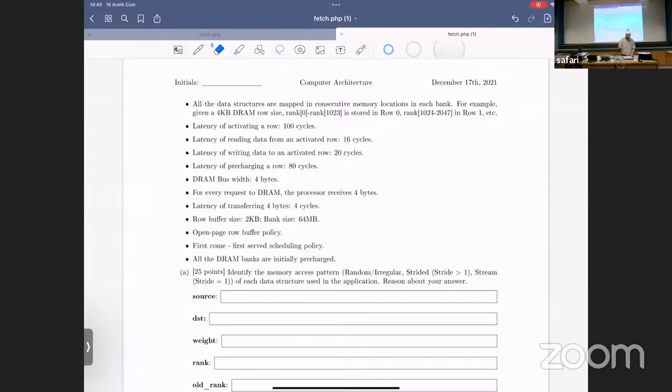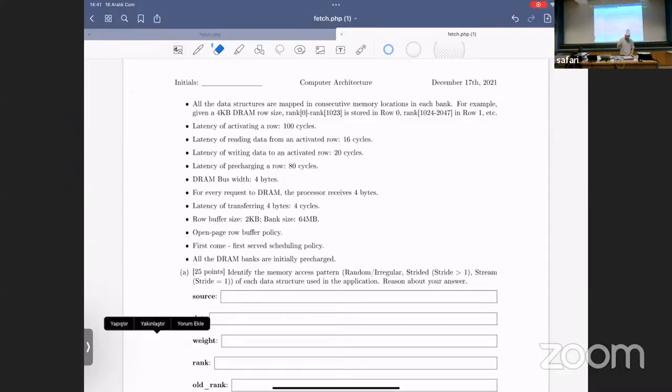The latency of activating a row is 100 cycles. This will be needed for some calculations. The latency of reading data from an activated row is 16 cycles. The latency of writing data to an activated row is 20 cycles. Precharging is 80 cycles. The DRAM bus width is 4 bytes. We send and receive 4 bytes. The latency of transferring these 4 bytes is 4 cycles, the latency of the bus.